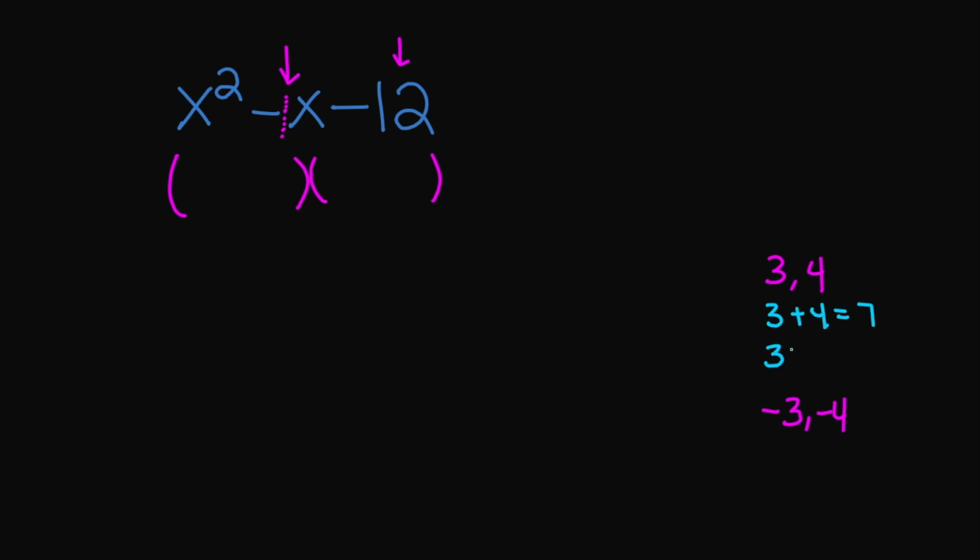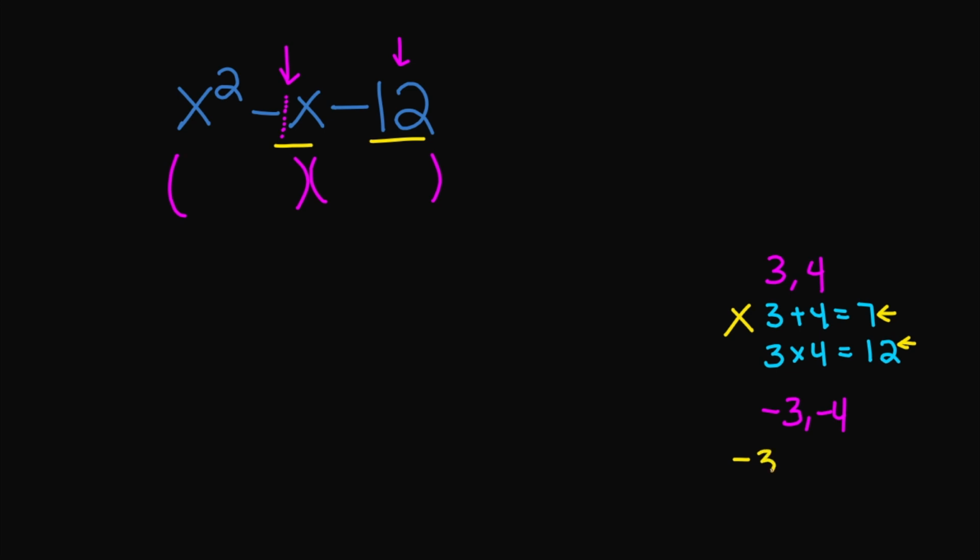And then if I multiply 3 times 4, this is going to equal 12. You have 7 and 12, and I cannot use positive 3 and positive 4 because we're looking for a negative 1 and a negative 12. So now let's come down here with two negatives.